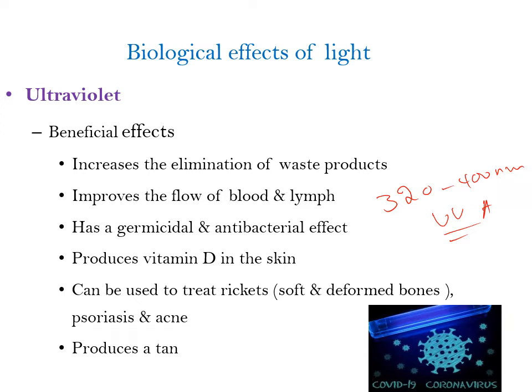Lasers are concentrated in a narrow beam, so if not handled carefully, they can also damage the tissue or the human system in general. So the beneficial effects of ultraviolet include that it increases elimination of waste products, improves the flow of blood and lymph, and has a germicidal and antibacterial effect. It can be used to treat rickets, which are soft and deformed bones, and acne, and it can also produce a tan, but the well-known effect of ultraviolet is production of vitamin D in the skin.